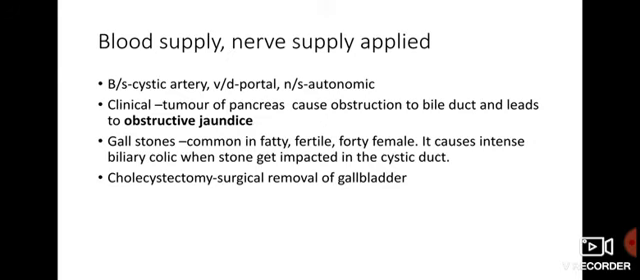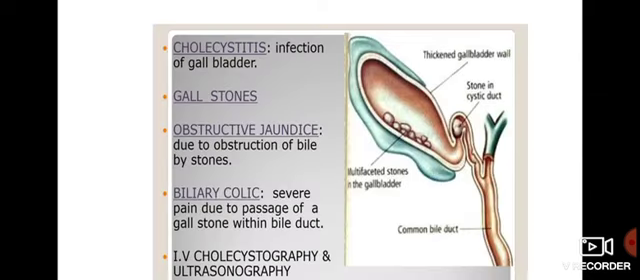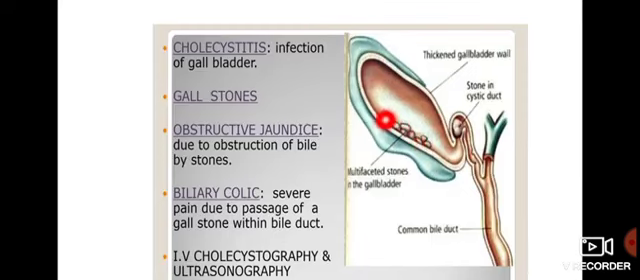Biliary colic means severe pain felt at the right hypochondrial area. Then cholecystectomy. Cholecystectomy is the surgical removal of the gallbladder. Cholecystitis is an inflammation or infection of the gallbladder. Here in this picture, we are seeing the gallstones collected inside the gallbladder as well as the cystic duct. Biliary colic is the severe pain due to the passage of a gallstone within the bile duct.